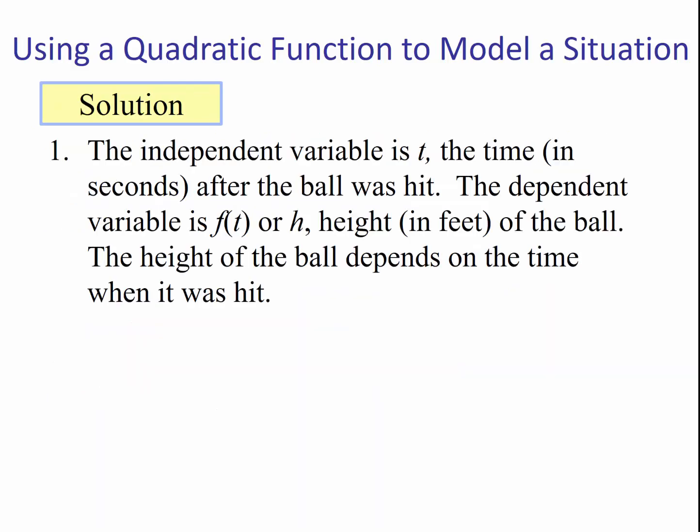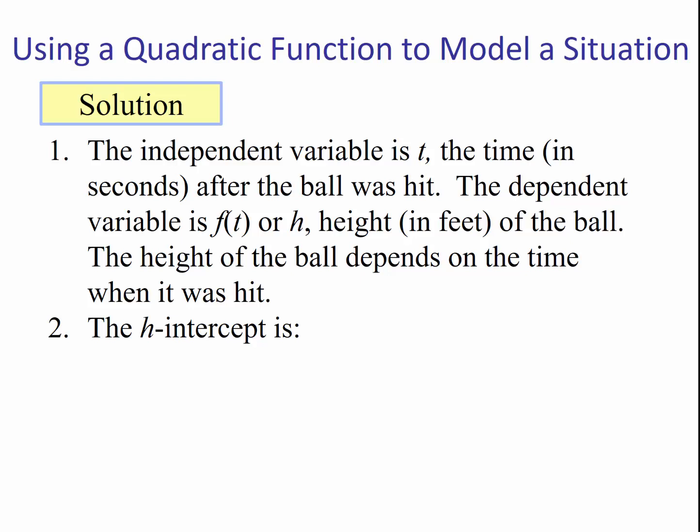Solution. The independent variable is t, the time in seconds after the ball was hit. The dependent variable is h of t, or h, the height, measured in feet, of the ball. The height of the ball depends upon the time when it was hit.